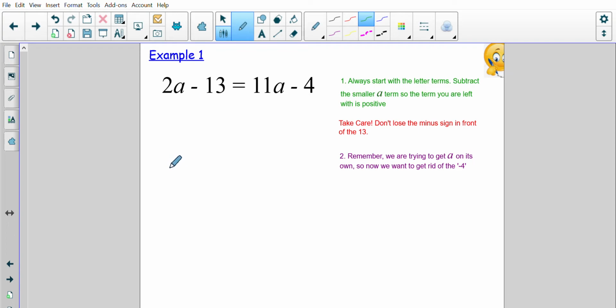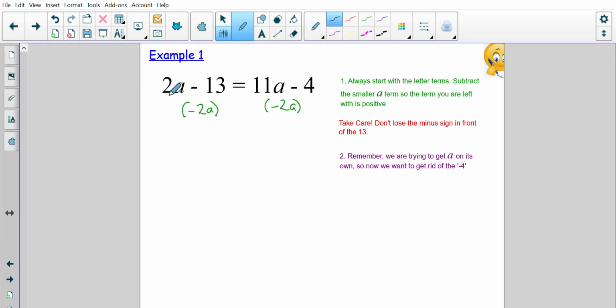Okay, so always we want to start with the letter terms. I'm either going to subtract the 2a or I'm going to subtract the 11a, but I want to keep my a terms positive, so I'm going to subtract the smaller a term. So to both sides of my equation, I'm going to take away 2a. So on the next line of working, what am I left with?